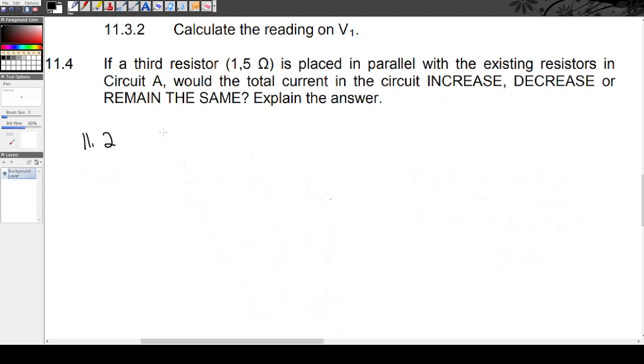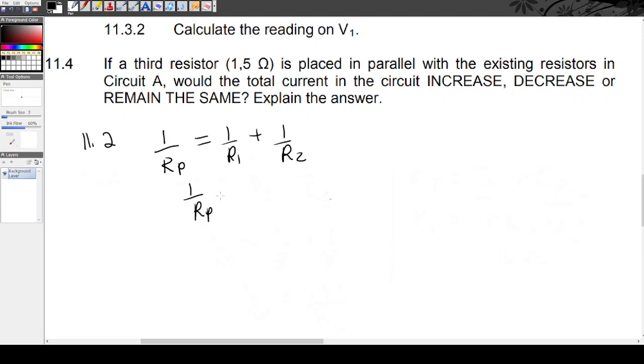11.2. If you want to find the resistance of parallel resistors, we use the formula 1 over Rp is equal to 1 over R1 plus 1 over R2. How many resistors? There are 2. So this is enough. If we had 3 resistors, we would say plus 1 over R3. If we had 4, plus 1 over R4. You see, the formula just keeps on extending. But we have 2 resistors, so we just will end here.